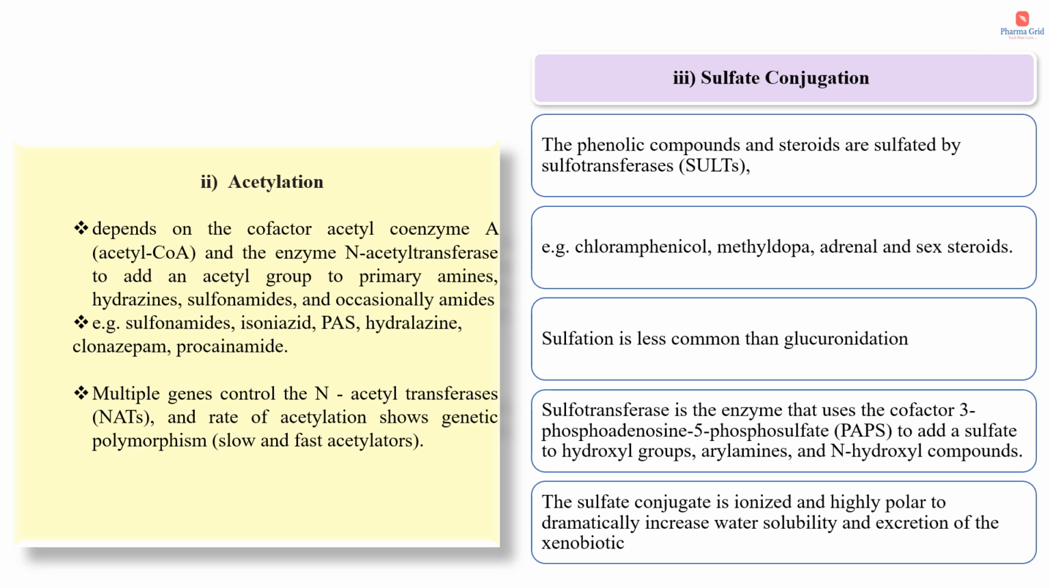So in acetylation, the endogenous substrate involved is acetic acid. Examples of drugs that undergo acetylation include sulfonamide, dapsone, isoniazid, hydralazine, procainamide, clonazepam, para-aminosalicylic acid.